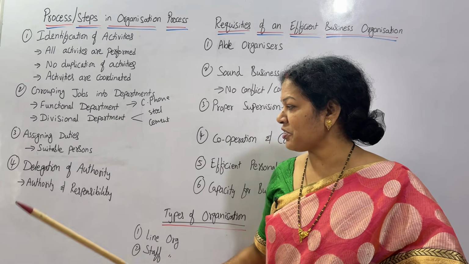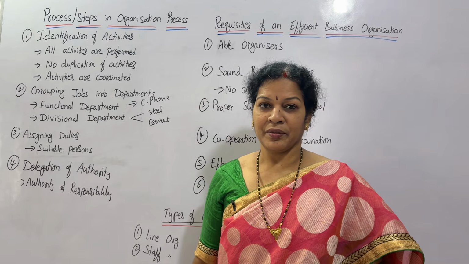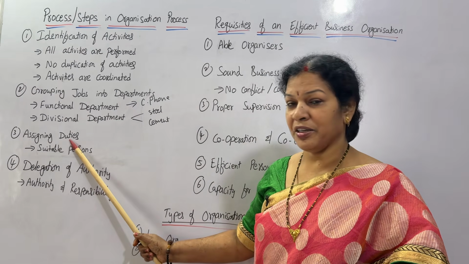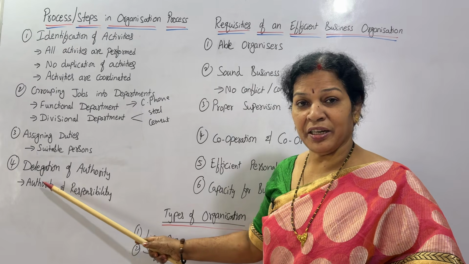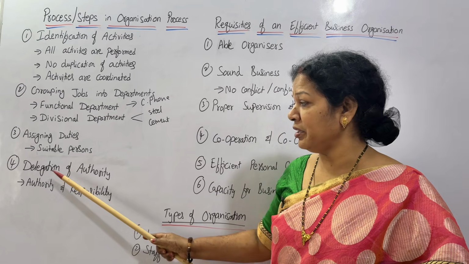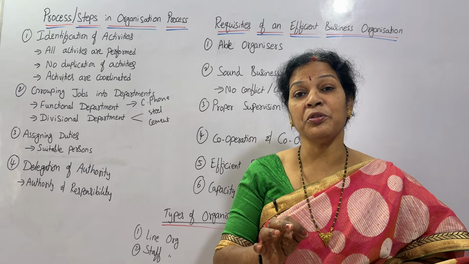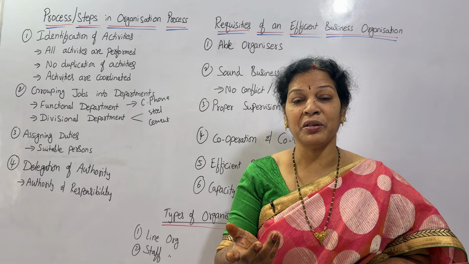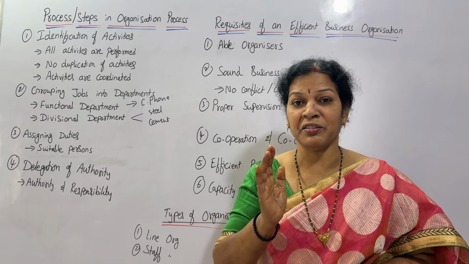Then what to do? Last step is delegation of authority. Duties are assigned, but you have to give the authority. This is the last step. Delegation of authority. So you have to give the authority. Unless you give the authority, they can't perform their work. So that is why delegation of authority is important.